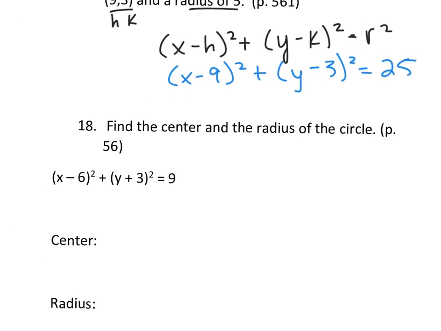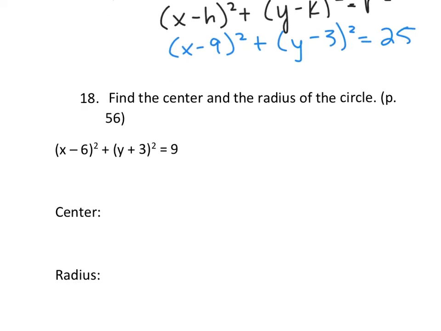And then work backwards, find the center and radius. The center here is going to be 6, negative 3. And the radius is the square root of 9, which is 3.